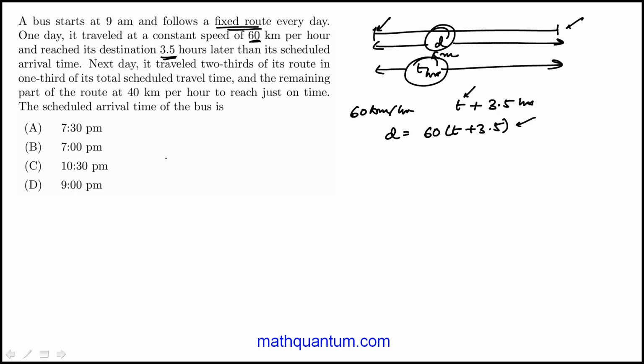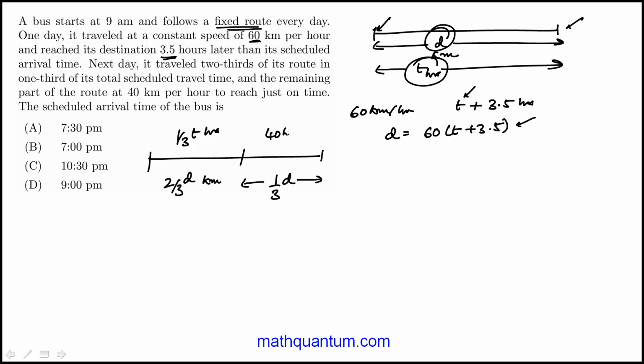The second one comes from the scenario which says that it traveled 2/3 of its route, so 2/3 of D in kilometers, in 1/3 of its scheduled travel time, so 1/3 T hours. And the remaining part, which would be 1/3 of D, it traveled at 40 kilometers per hour and reached just on time. So that means this total is T hours. And that means for this portion, since this was 1/3, this would be 2/3 of the time, the scheduled time.